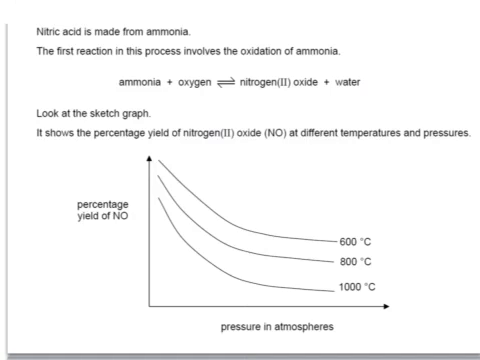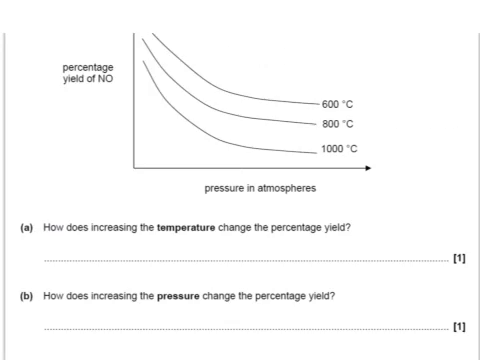This question is about nitric acid. It's made from ammonia. The first reaction in the process involves the oxidation of ammonia. So ammonia and oxygen makes nitrogen 2 oxide and water. There's a sketch graph which shows the percentage yield of nitrogen 2 oxide at different temperatures and also at different pressures. The first question says, how does increasing the temperature change the percentage yield?